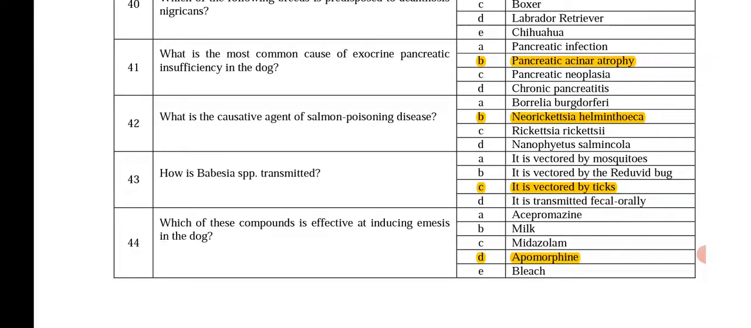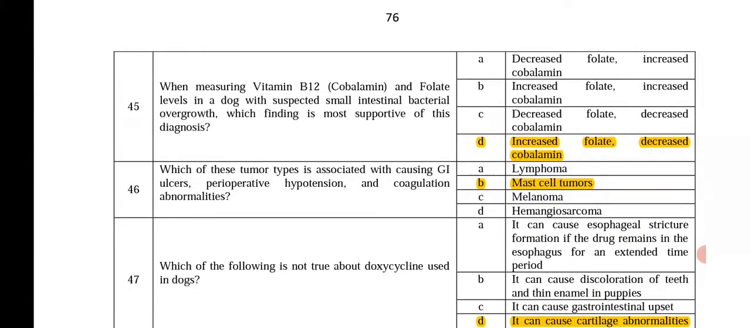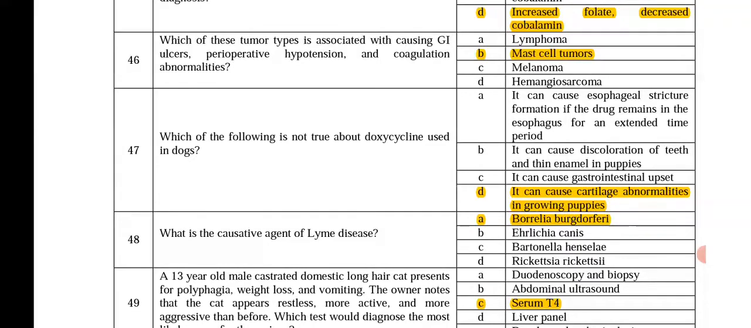Which of these compounds is effective at inducing emesis in dogs? Apomorphine. When measuring vitamin B12, cyanocobalamin and folate levels in a dog with respect to small intestinal bacterial overgrowth, which finding is most supportive for this diagnosis? Increased folate, decreased cobalamin. Which of these tumor types is associated with causing GI ulcers, perioperative hypotension and coagulation abnormalities? Mast cell tumors. Which of the following is not true about doxycycline used in dogs? It can cause cartilage abnormalities in growing puppies.